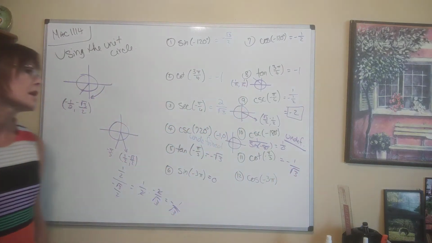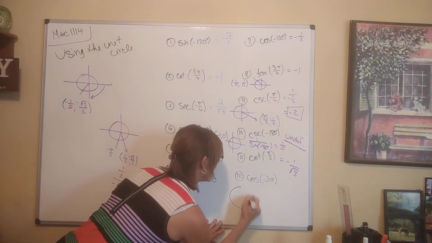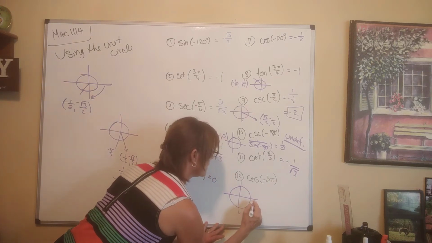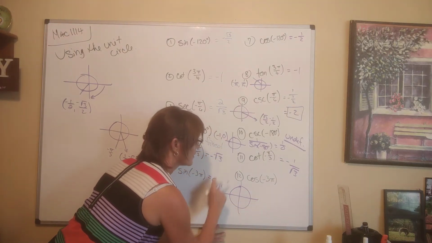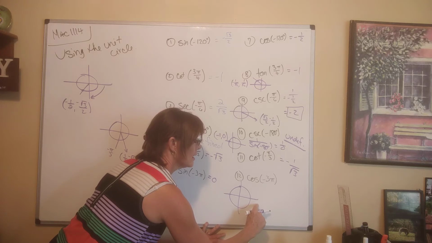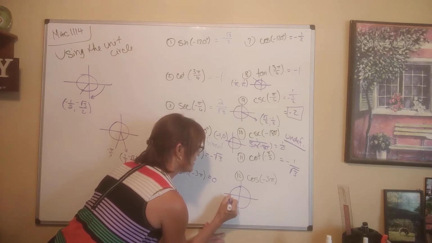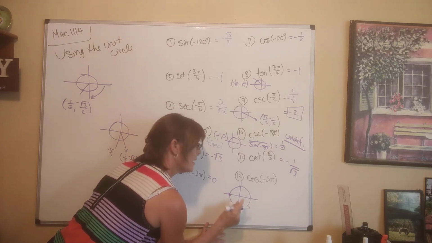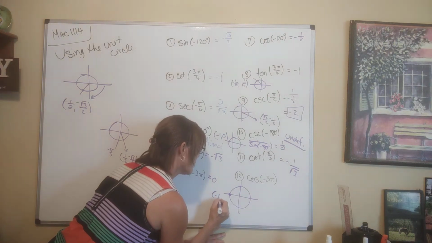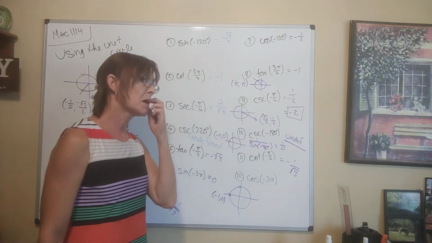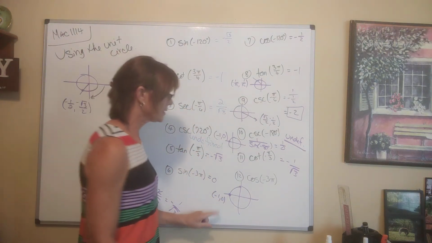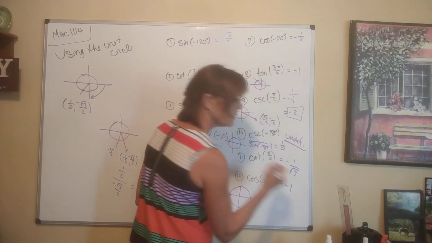Okay. Cosine of negative 3 pi, where is negative 3 pi? If I go here all the way around, I'm at negative 2 pi plus another negative pi lands me here. This is negative 3 pi. The coordinates here are negative 1, 0. The cosine is the x value here, which is just simply negative 1.